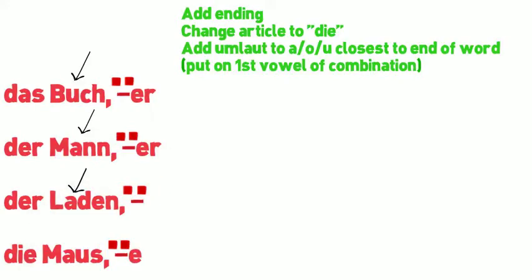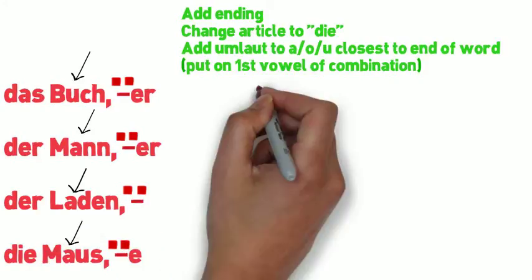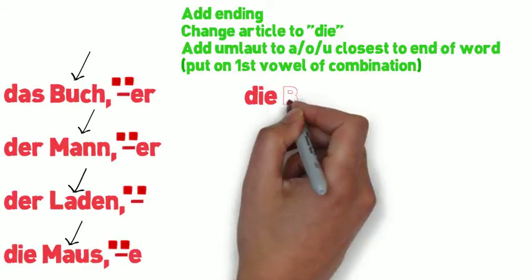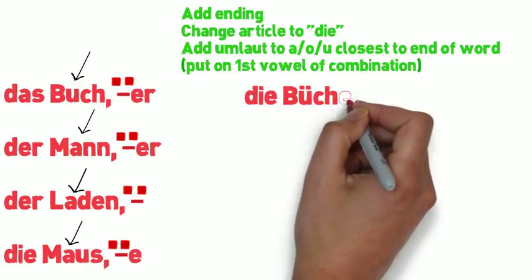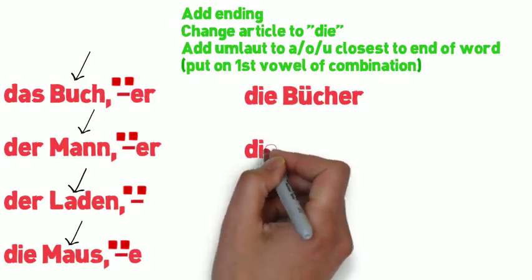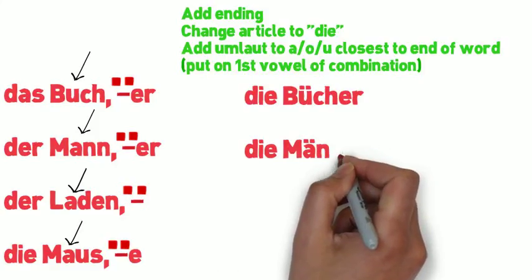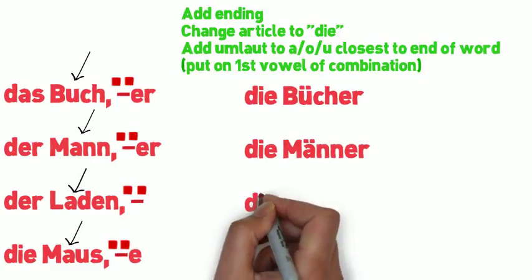In Mann, it will go over the A. In Laden, it will go on the A as well, because even though the E is closer to the end of the word, umlauts can't go on E's. And in Maus, the umlaut will go on the A, because they go over the first vowel of two vowels combining to make one sound.